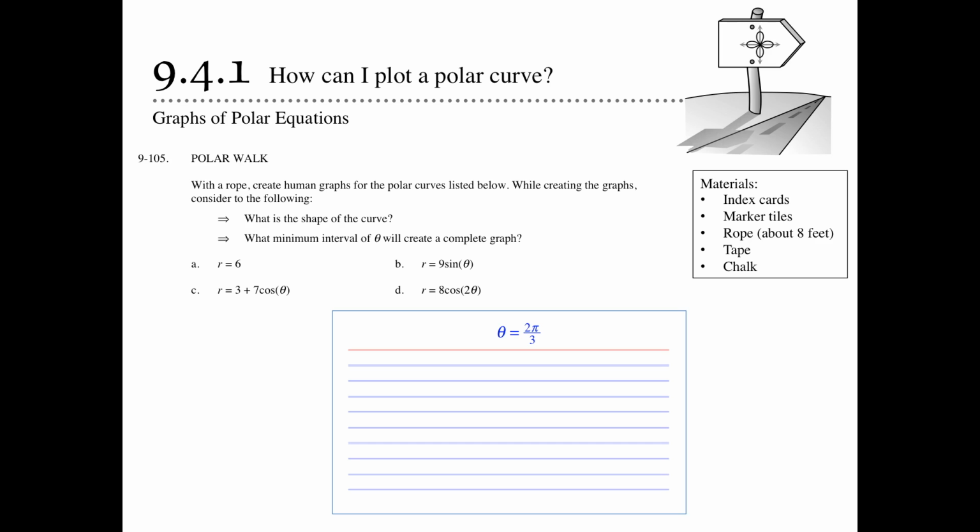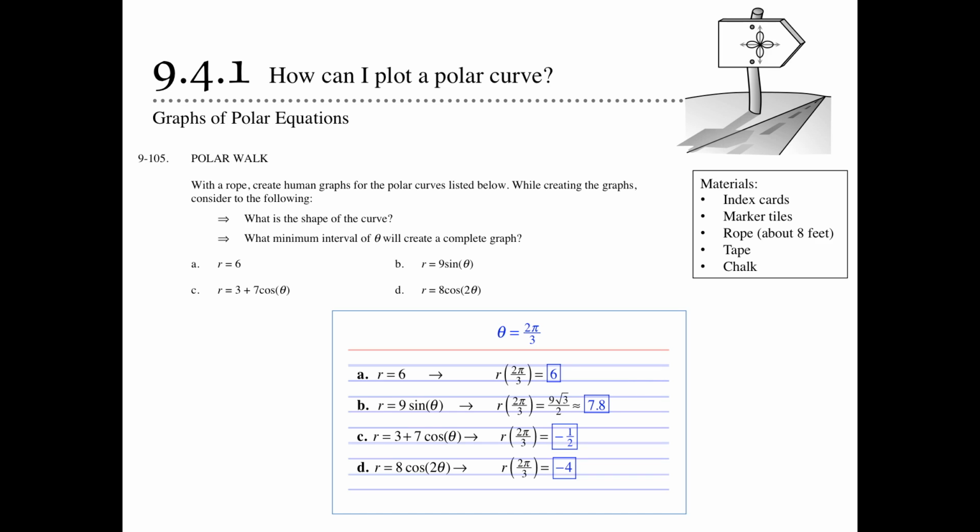This student was given 2 pi over 3. Next, on the index card, ask the students to compute the corresponding r coordinate for each of the 4 polar functions a through d listed in problem 9-105. As you glance at their work, remind the class that radii of polar functions could be negative.